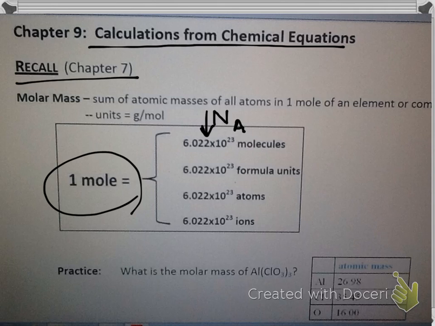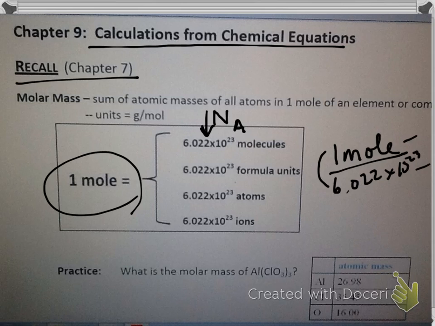So Avogadro's number relates to a mole, and we can come up with a conversion factor: 1 mole of anything is 6.022 times 10 to the 23rd of anything, right? 1 mole of anything is Avogadro's number of anything. And when we write that as a ratio, it's a conversion factor. And we can either put the mole on top or we can put the mole on bottom. Alright, so the mole is the central unit for counting.